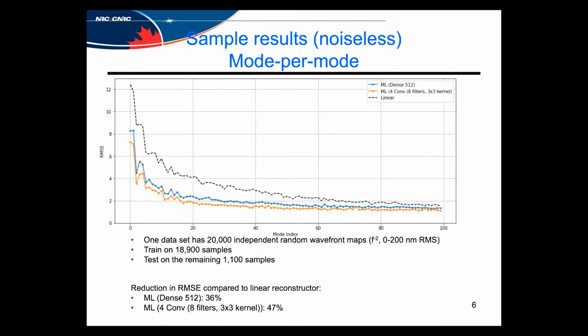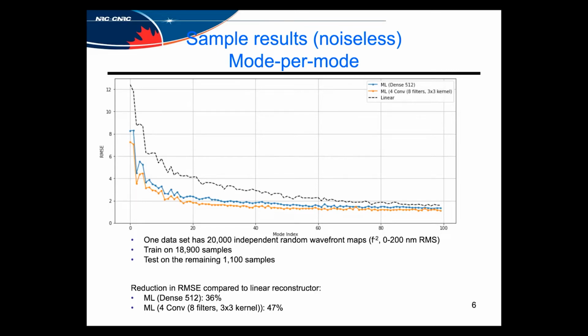So anyway, I wanted just to show you sample results. Initially, in the case where there is no noise on the wavefront sensor, I created one data set of 20,000 independent wavefront maps, always with the f-2 PSD and amplitude between 0 and 200 nanometer RMS. The neural network is trained on 18,900 and then tested on the remaining 1,100 samples.